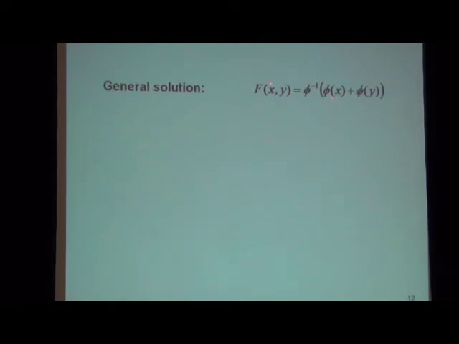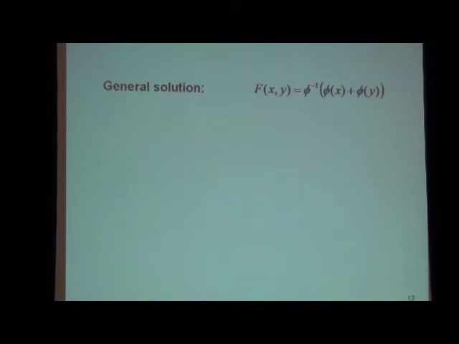And so we have not just one function, we have a whole family of them. Depending on the function phi, we have different functions f. Phi is essentially anything you want, except that it has to be invertible. So that's kind of important. Being invertible, it's going to be monotonic. But this is the general solution.